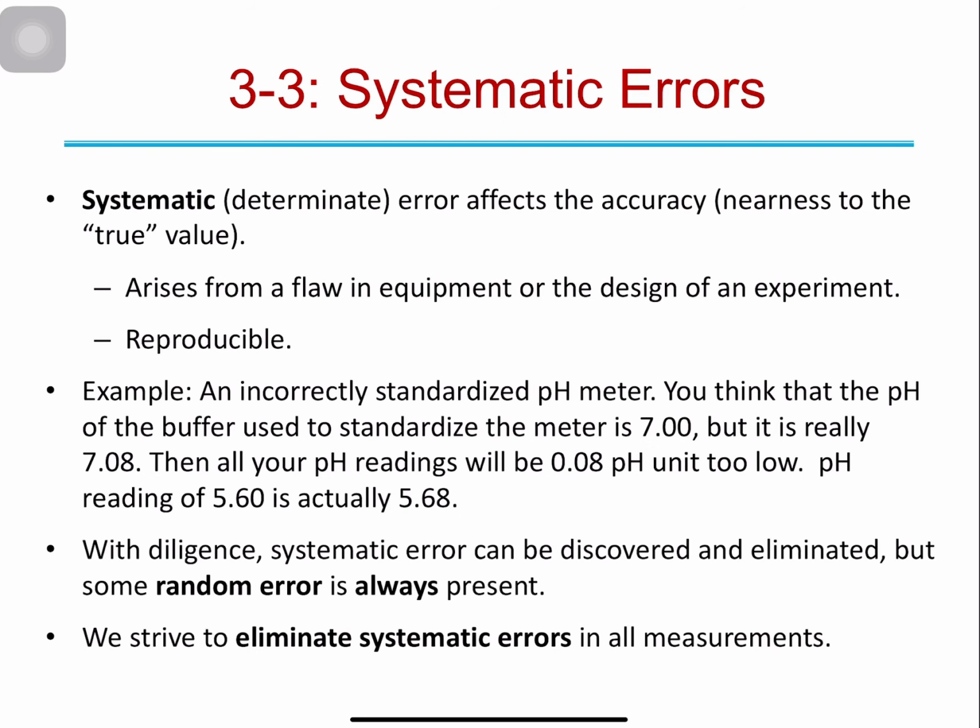The other type of error is the systematic error. So the systematic error is called the determinate error, and it affects the accuracy of your measurement. Accuracy is nearness to the true value. The systematic error is different from the random error because the systematic error can be corrected. It's something that indicates some sort of a problem in your measurement or in your experiment, and you need to correct that before you actually draw your conclusion or before you can actually say what is the result of your measurement.